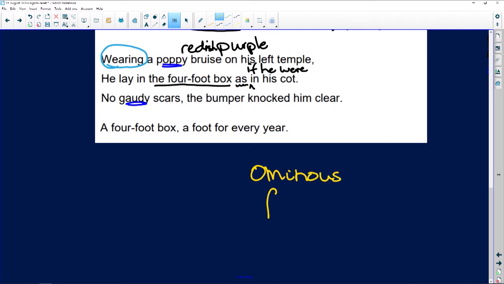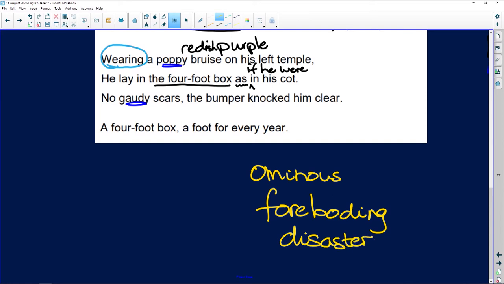There is a foreboding mood. There's a sense of disaster that has happened, and we as the reader are about to find out about it. An omen is a sign, and it can be a good omen or a bad omen, but the minute you use ominous, it's a bad omen. There's something terrible going to happen.